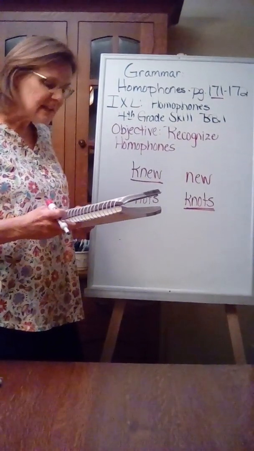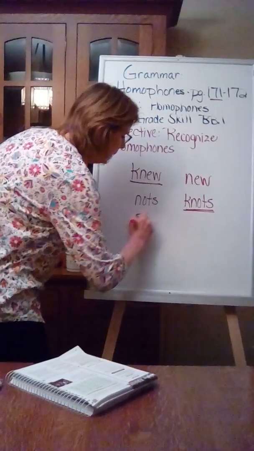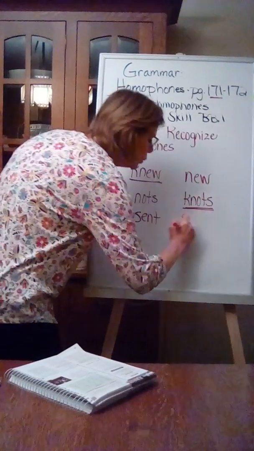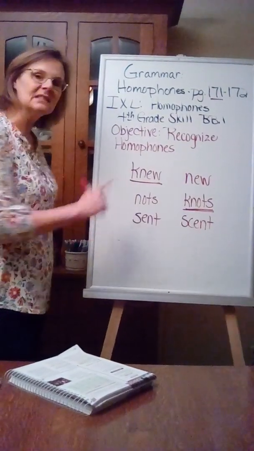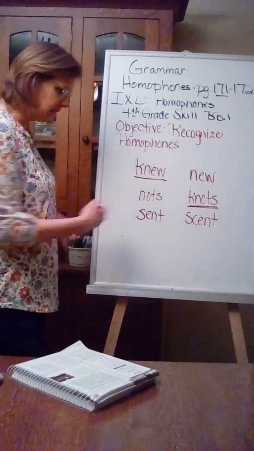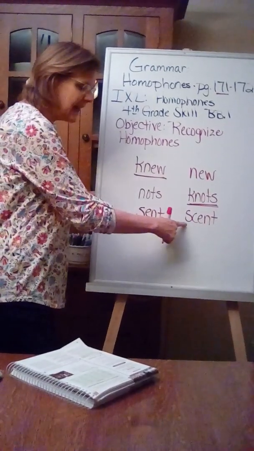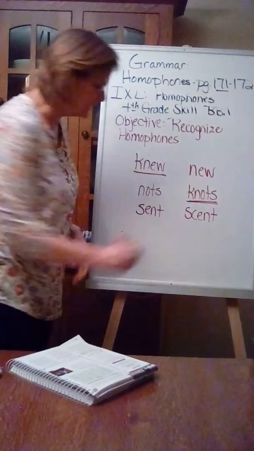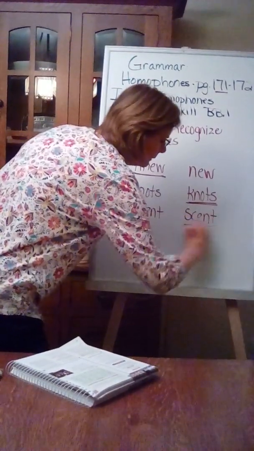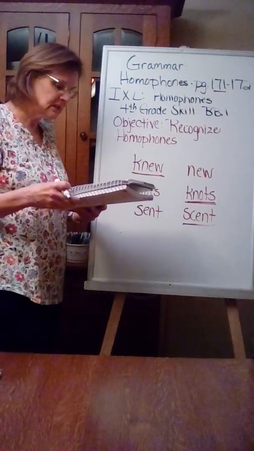3, the scent of the flowers filled the room. Our homophone is scent or sent. This is if you send something out. This is the past tense of send. This, SC, is when you smell something. That's the scent. So in this, we need scent. We're talking about the scent of flowers.